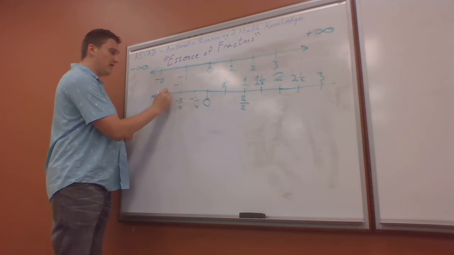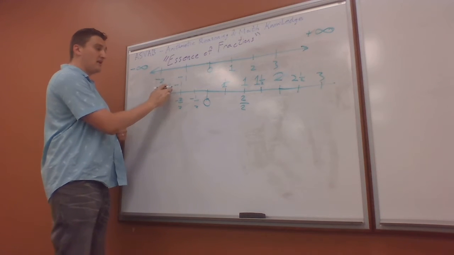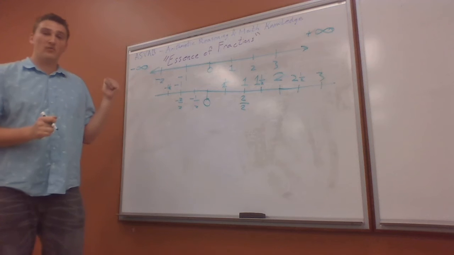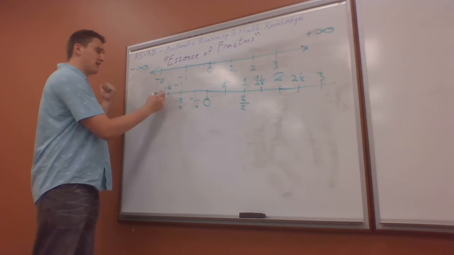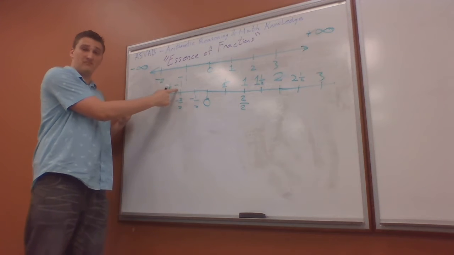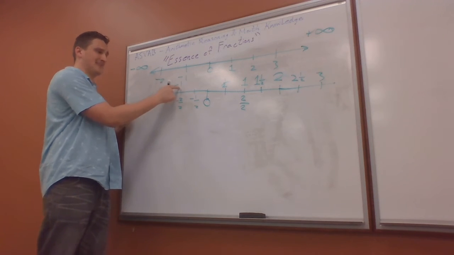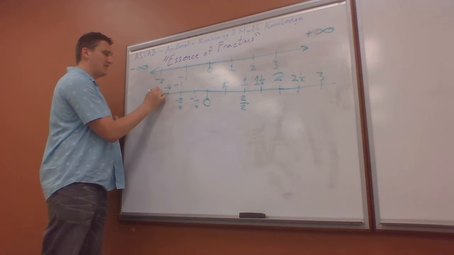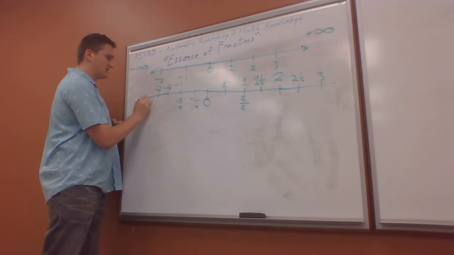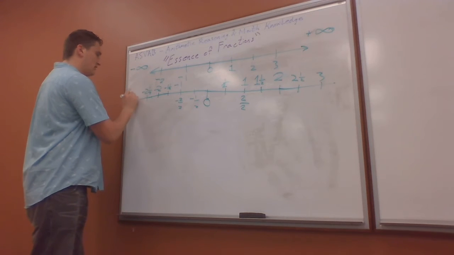After -1, I have -1.5. I'm getting a bigger distance, but it's just going the wrong way. It's going the opposite way towards negative infinity. So in fact, -1.5 is less than -1. Then we have -2. Let's keep going. -2.5, -3.